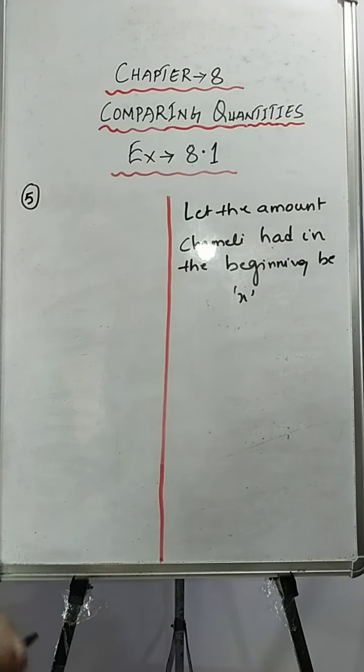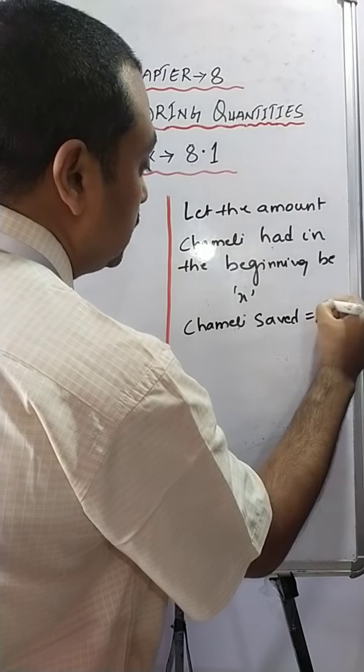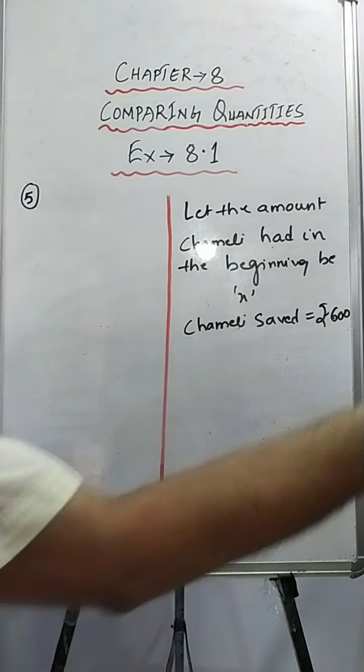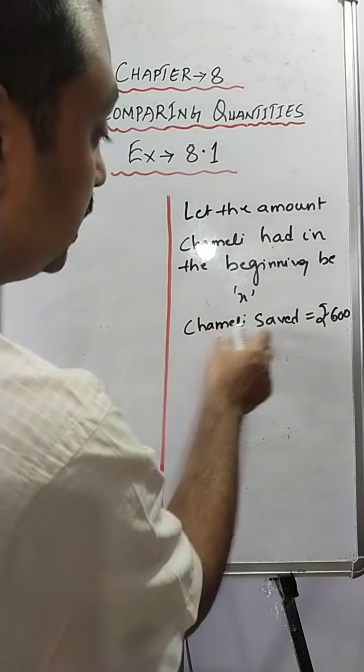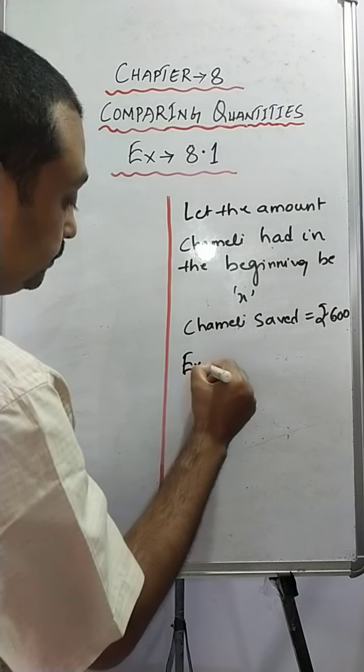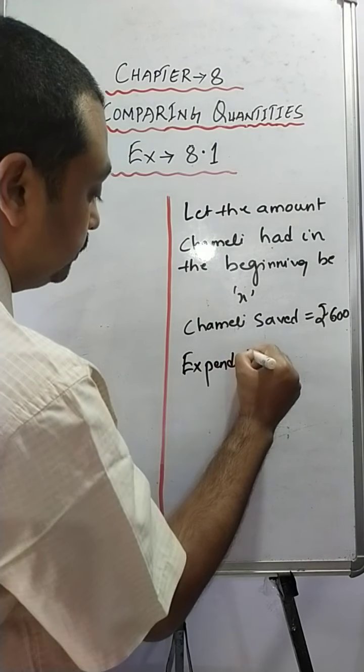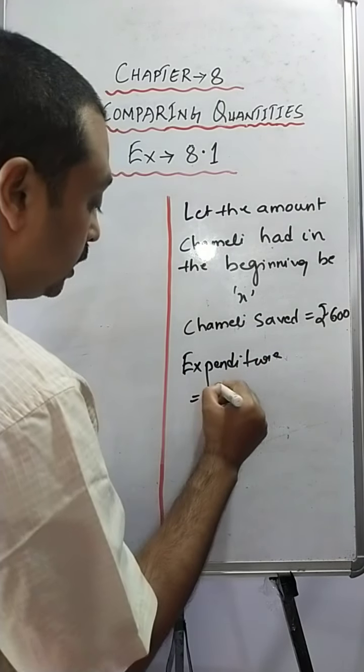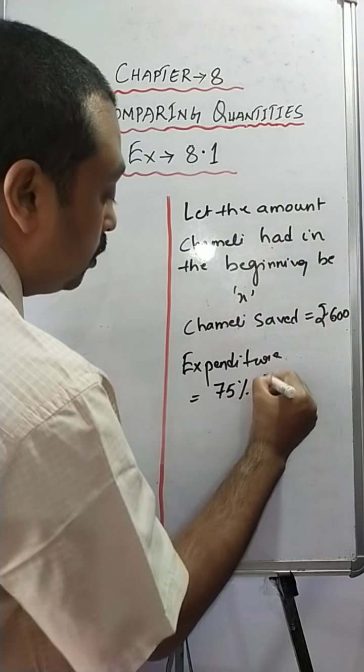Now you see, in the beginning they have said Chameli saved rupees 600. So we'll write it down. Chameli saved that is rupees 600 after spending, students. After spending, Chameli saved this amount, that is rupees 600. Now what is about her expenditure? So expenditure is 75% of her total money.